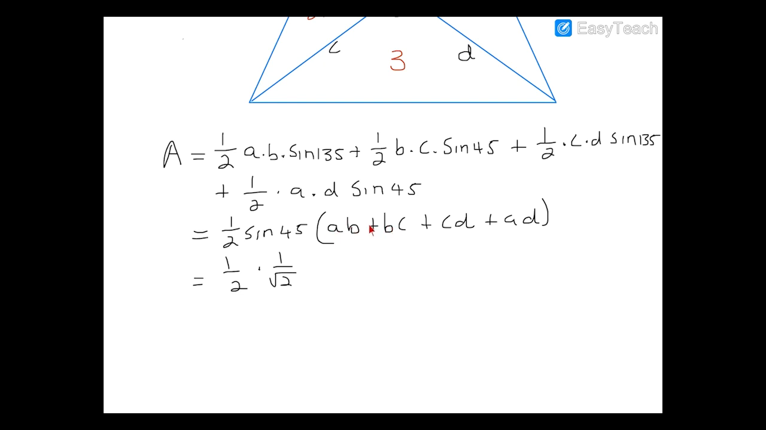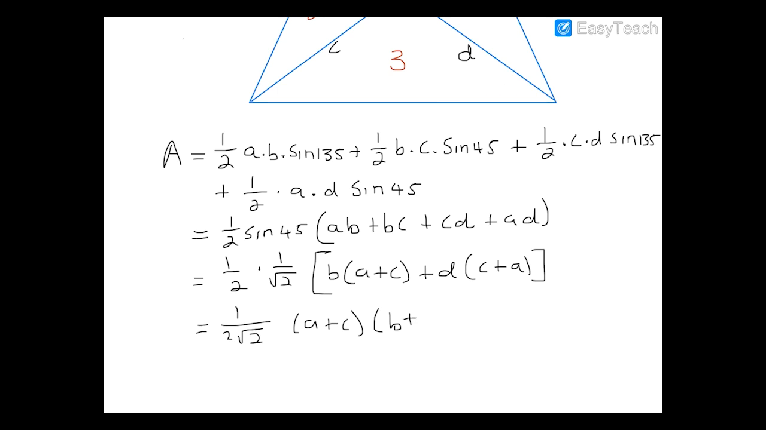Here we can see these two terms have a common factor of B, and these two terms have a common factor of D, so let's factorize that. We take out a common factor of B and we are left with A plus C. Taking out a common factor of D, we are left with C plus A. Now we have a common bracket of A plus C, so this simplifies further into 1 over 2 root 2 multiplied by A plus C and B plus D.